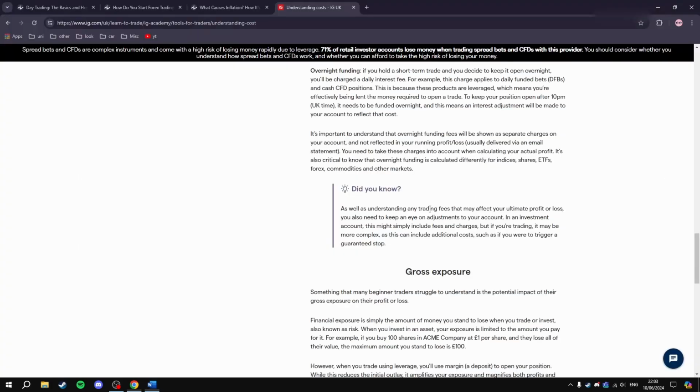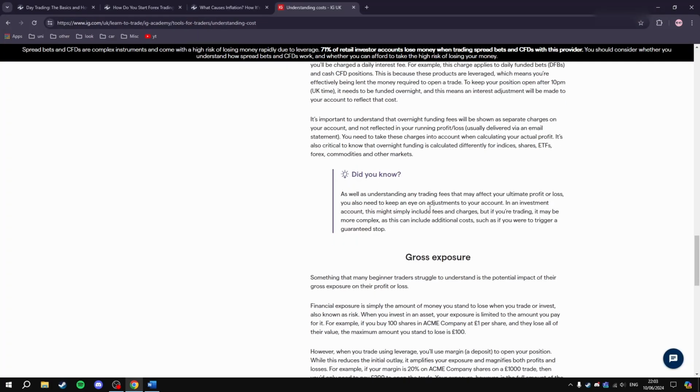For example, this charge applies to daily funded bets and cash contract for differences positions. This is because these products are leveraged, which means you're effectively being lent the money required to open a trade. To keep your positions open after 10 PM UK time, it needs to be funded overnight, and this means an interest adjustment will be made to your account to reflect that cost.